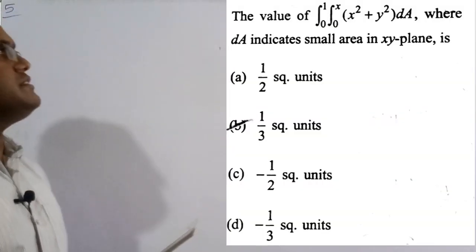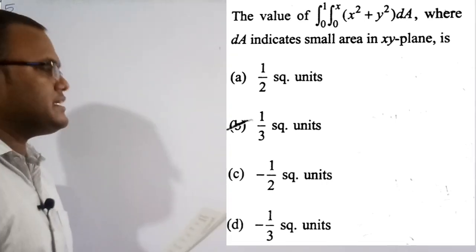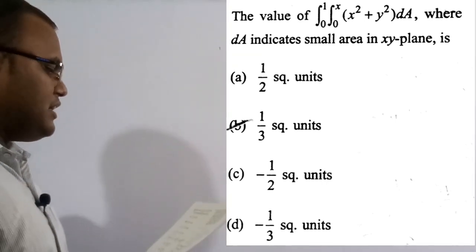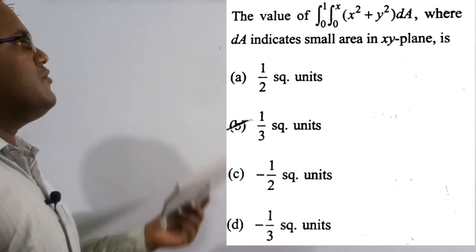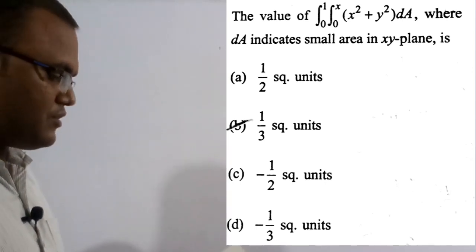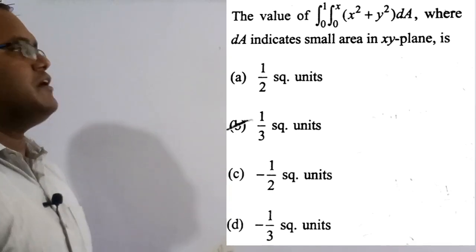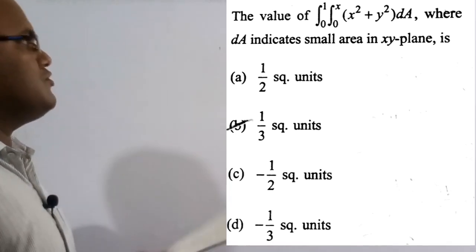So now we are going to solve the fifth question. See the question here. The value of the integration from 0 to 1, 0 to x square plus y square into dA, where dA indicates a small area in the xy plane. We have to find the value of this integration. What are the four options? Option B, 1 by 3 square units, is the correct solution of this question.